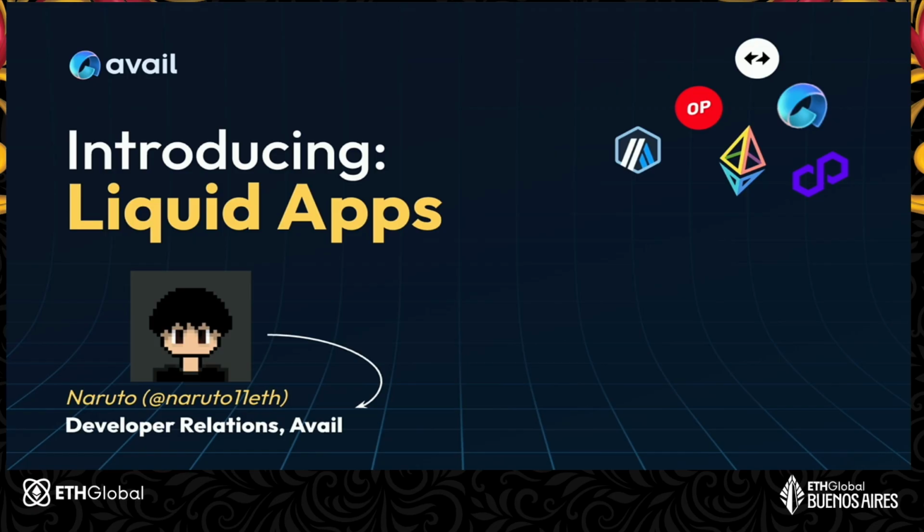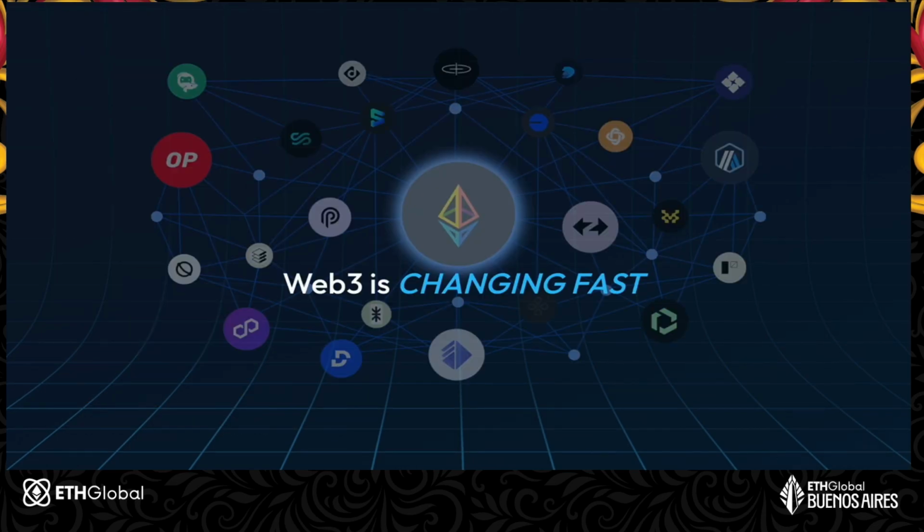You may have seen this picture somewhere, and if you have not seen it, that's fine. Today we are going to talk about Avail Nexus, what it is doing, and how you can leverage it or work with it at the hackathon. We introduced liquid apps. That's the general borderline that we are working with. But first, a little bit of context.